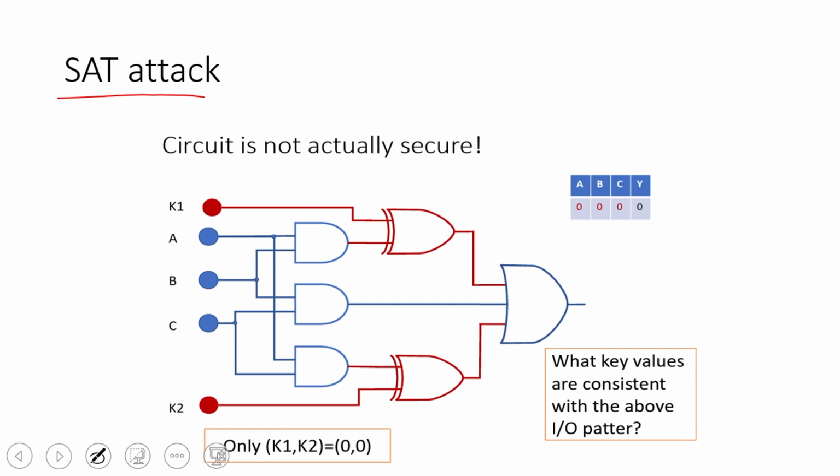The key value for this: you have two keys, K1 and K2, and let us assume, because I have not done that bubble pushing, that the actual key value is 0 0. I just want to demonstrate that things are happening.